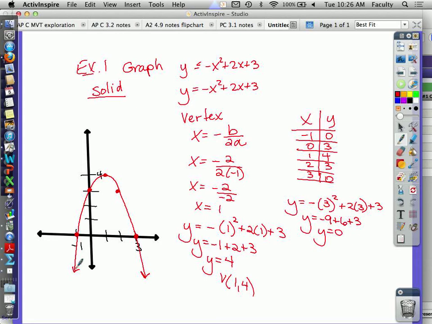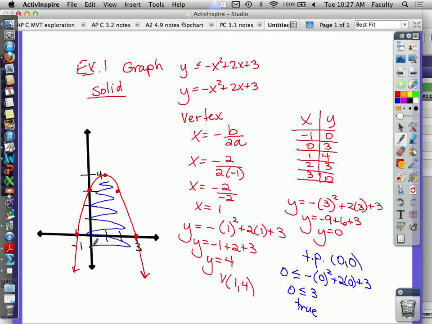Now the next step is test a point inside the parabola. So let's do 0, 0. If you can use 0, 0, you want to try that because 0 is so nice to work with. I'm getting 0 less than or equal to negative 0 squared plus 2 times 0 plus 3. 0 is less than or equal to 3, that's true, so you shade inside.